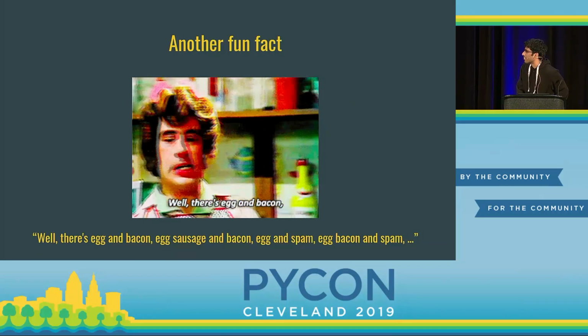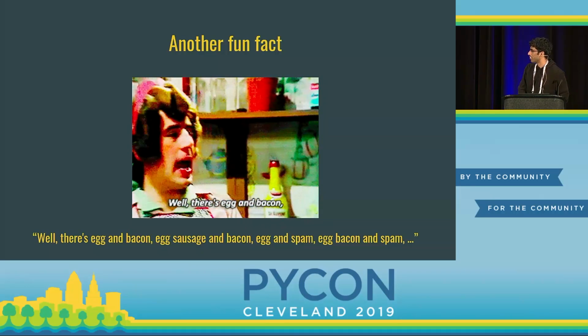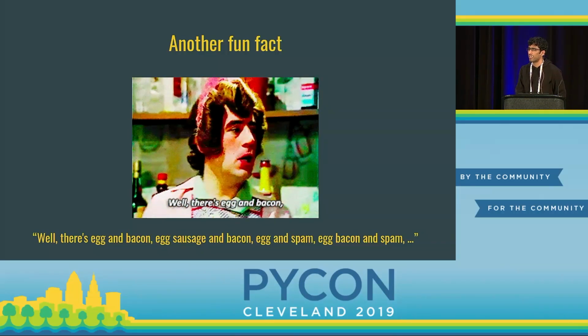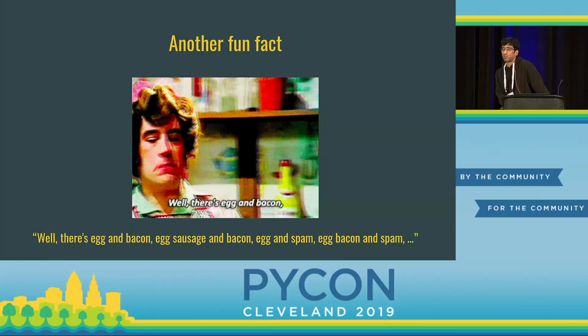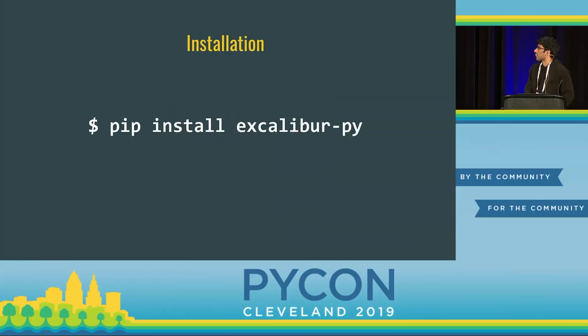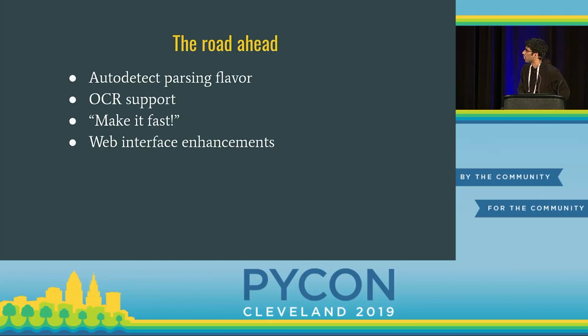Here's another fun fact. The meta-syntactic variables inside the Python literature are called spam and eggs instead of the default foo and bar. You can install Excalibur using a simple pip install.